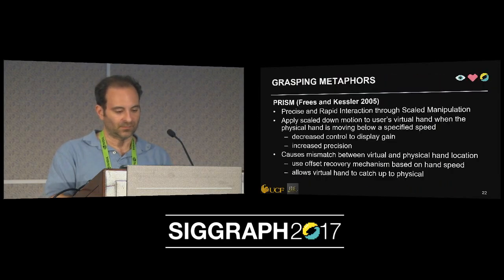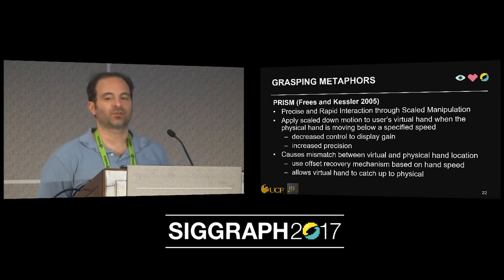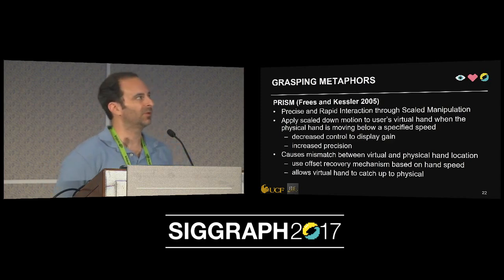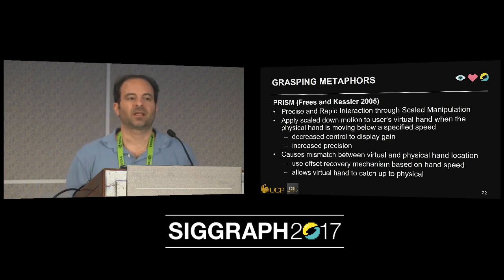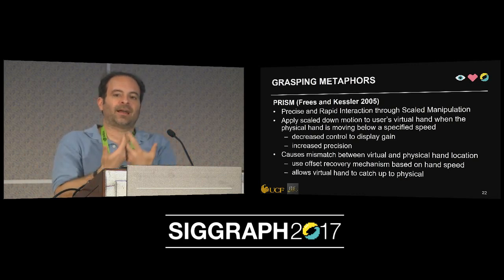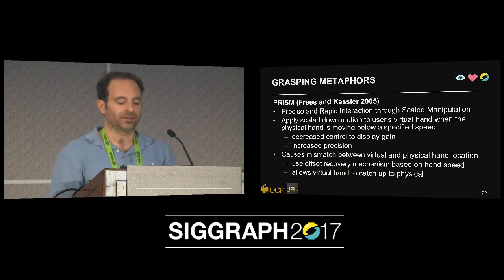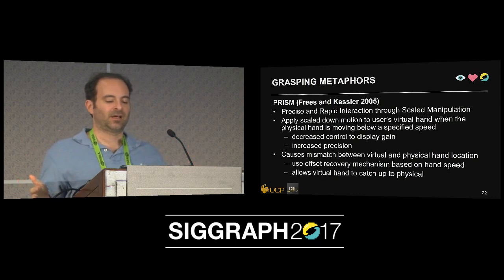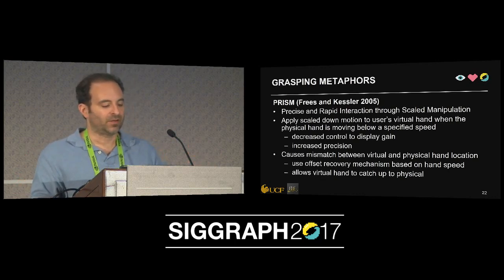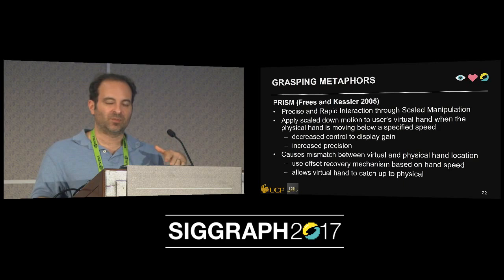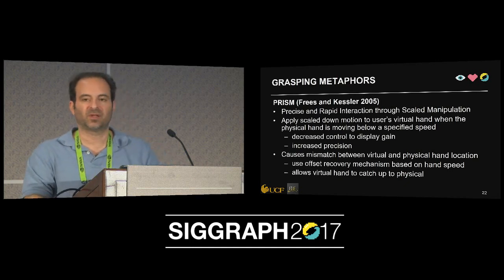Now Prism stands for precise and rapid interaction through scaled manipulation. And I say, well, what does that mean? Well, this is another example of the non-isomorphism that I talked about earlier. We applied a scaled-down motion of the user's virtual hand when the physical hand is moving below a specified speed. So you can imagine you're moving to select an object and your hand is moving at a speed below a certain threshold. When you go below that threshold, what happens? We decrease the control to display gain.